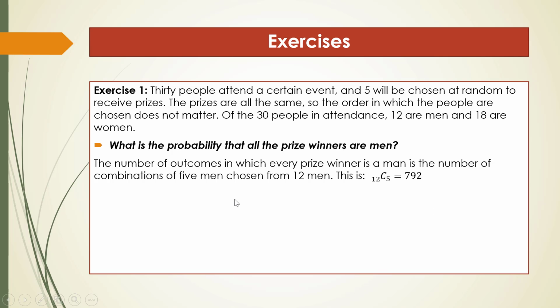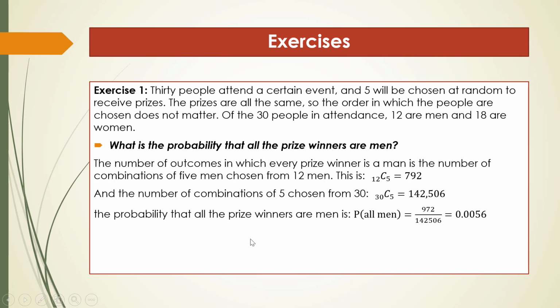Now we are going to find the number of outcomes of the sample space. From the group of 30 people, to choose 5 people without caring about the order, there are 30 choose 5 possible ways. It's just the combination of 5 chosen from 30. So the sample space has 142,506 possible outcomes.